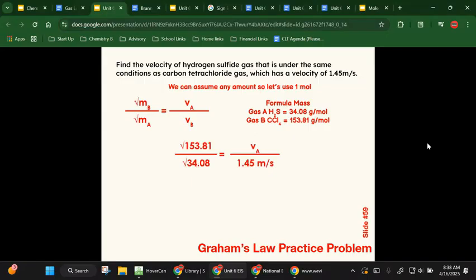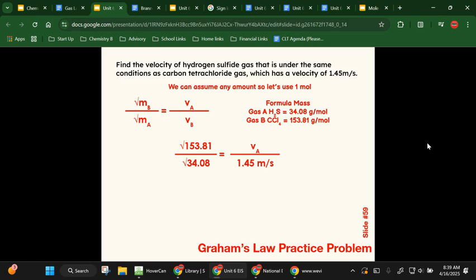I don't care which one of those you call A and B. The reason I chose this one for gas A is because it's the velocity that I'm looking for. So what that means is I'm going to end up with VA on top here. Now, I still got to do what to solve this? Cross multiply again. So it really doesn't matter how you set it up. But the most important thing is, if this is the velocity of A, this needs to be the mass of A. I chose gas A to be hydrogen sulfide.